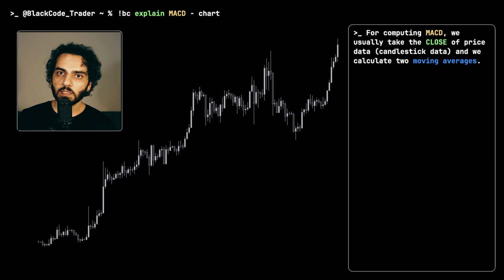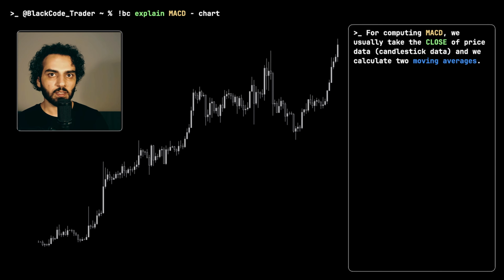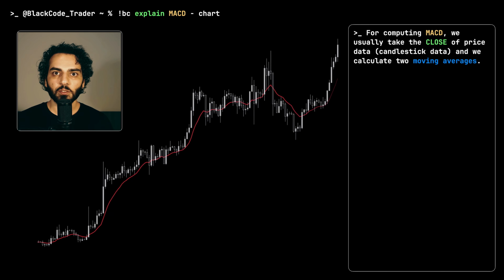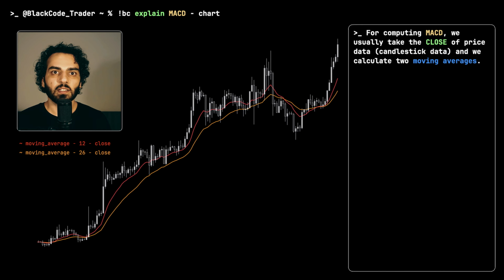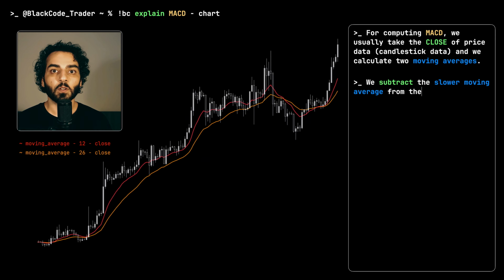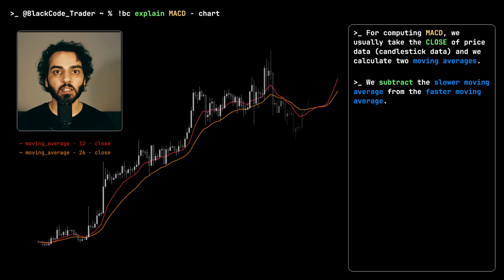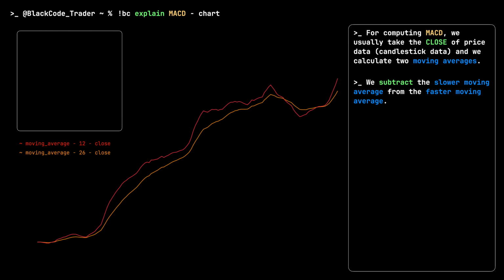For computing MACD, we usually take the close of price data, the candlestick data, and we calculate two moving averages, and they should be of different lengths, obviously. Naturally, one of them has a shorter length and the other one a longer length. We can call them fast and slow moving average for the sake of my own comfort. Then we subtract the slower moving average from the faster moving average to create the main component of the MACD indicator, the MACD line.